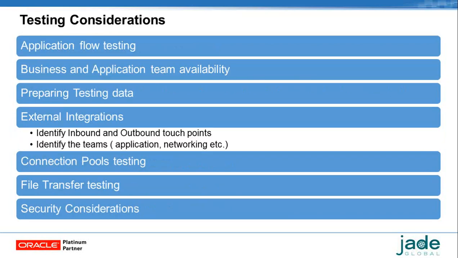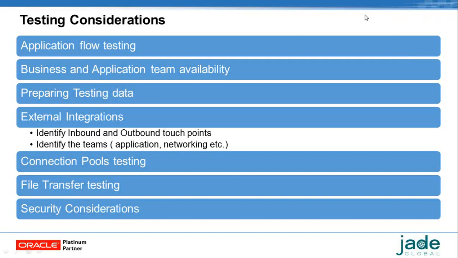So when we move to after the migration, the major thing is we need to really look into the testing part of it. What things are we going to consider during the testing? One is application flow testing. Make sure that nothing is broken, so it's very critical to do that application flow testing. Along with that, we also need to make sure of business and application teams' availability, because it's very critical to have the stakeholders available for verifying that everything is fine and well in the migrated environment.